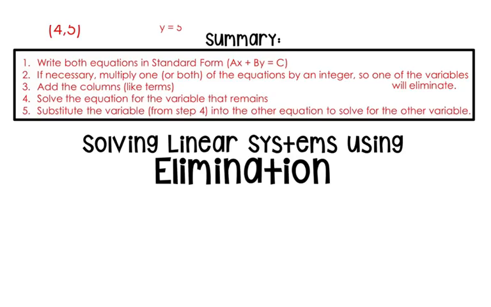And in summary, it's a good idea to pause the video and write this down, but we want to make sure both equations are in standard form. If necessary, multiply one or both of the equations by an integer, so one of the variables will be eliminated. Add the columns. Remember, that's like combining like terms. Solve the equation for the variable that remains, and then substitute the variable from step 4 into the other equation to solve for the other variable. Always remember to write your answer as a coordinate.